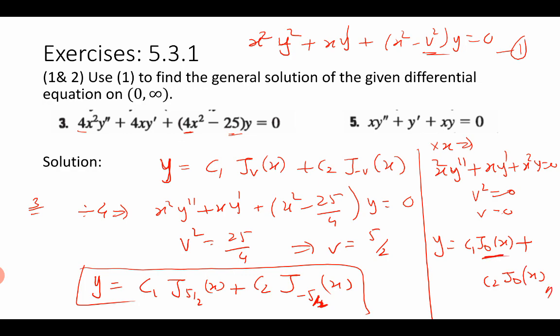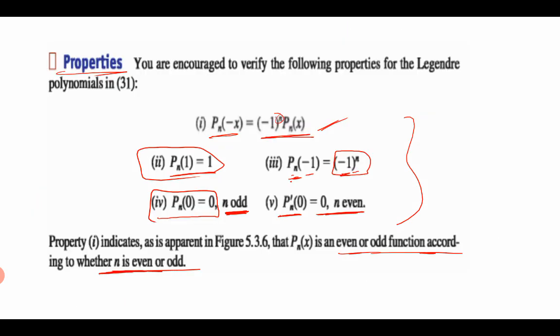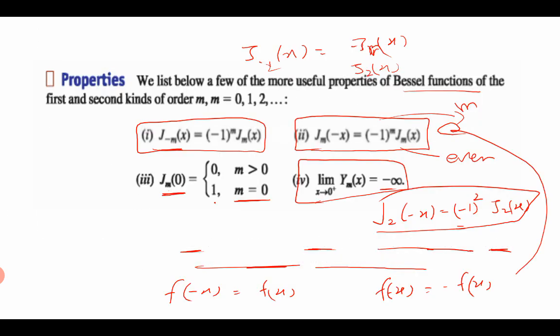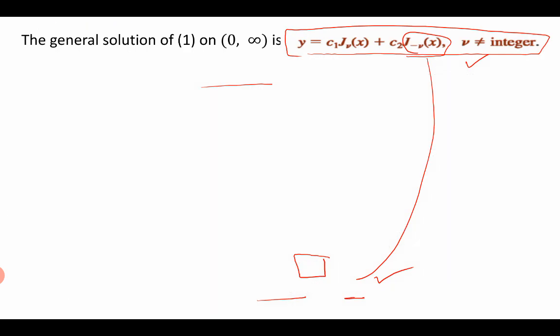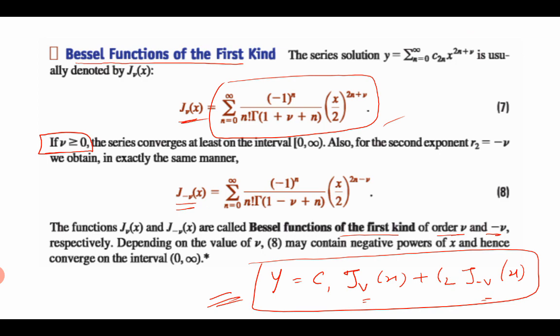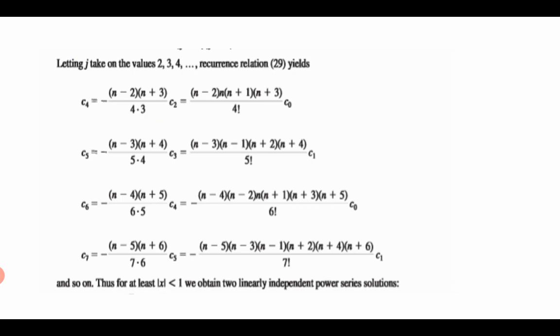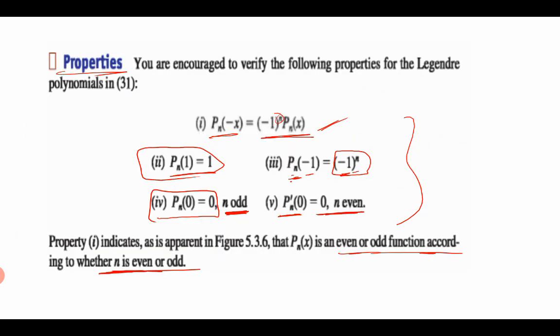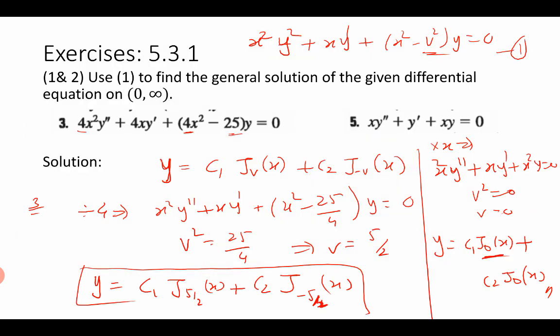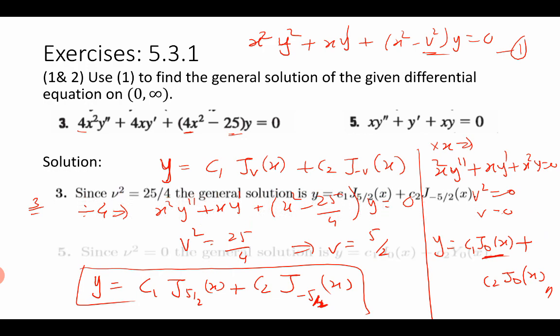Further, if you want to find the value of J0, you can go back to this equation. You find Jv of x, substitute the value of v in the summation and expand it. It is possible to find, but that's not our purpose here. We are not finding it. Okay, that's it. Next question.